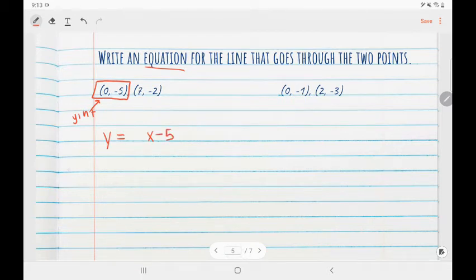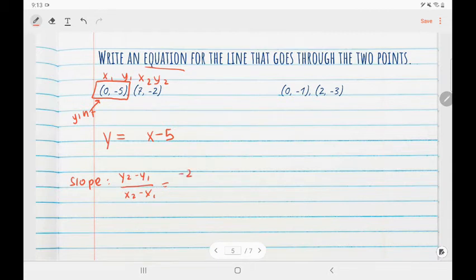Now to calculate the slope, I'm going to use the slope formula between 2 points: y2 minus y1 divided by x2 minus x1. I'm going to plug in those values. Since this is x and this is y, and this is x and this is y, I'm going to label this as my first point and this is my second point. Let's go ahead and calculate this.